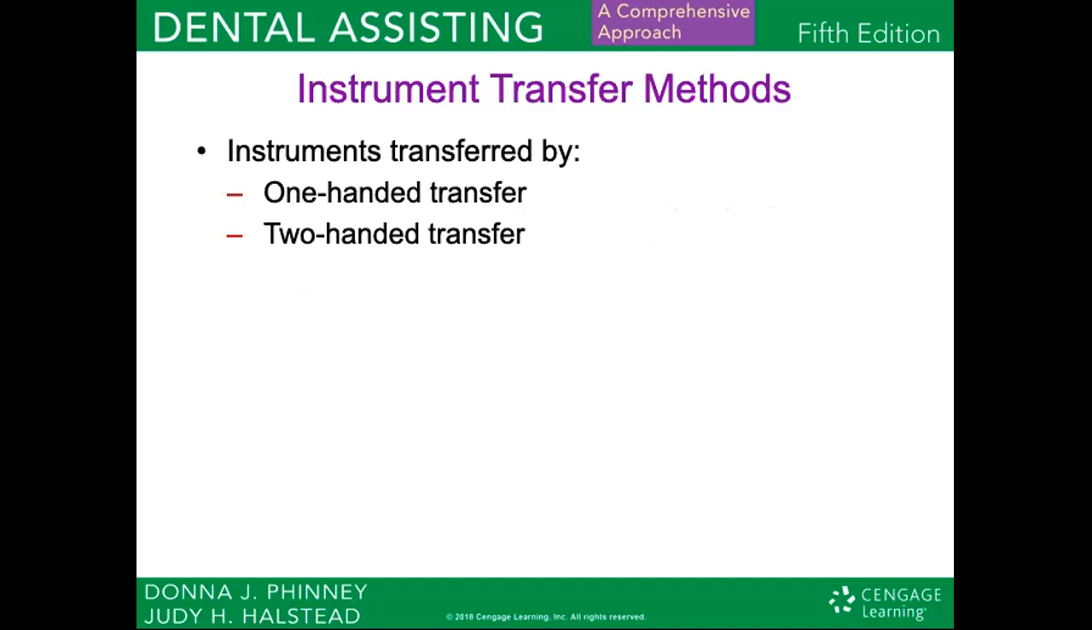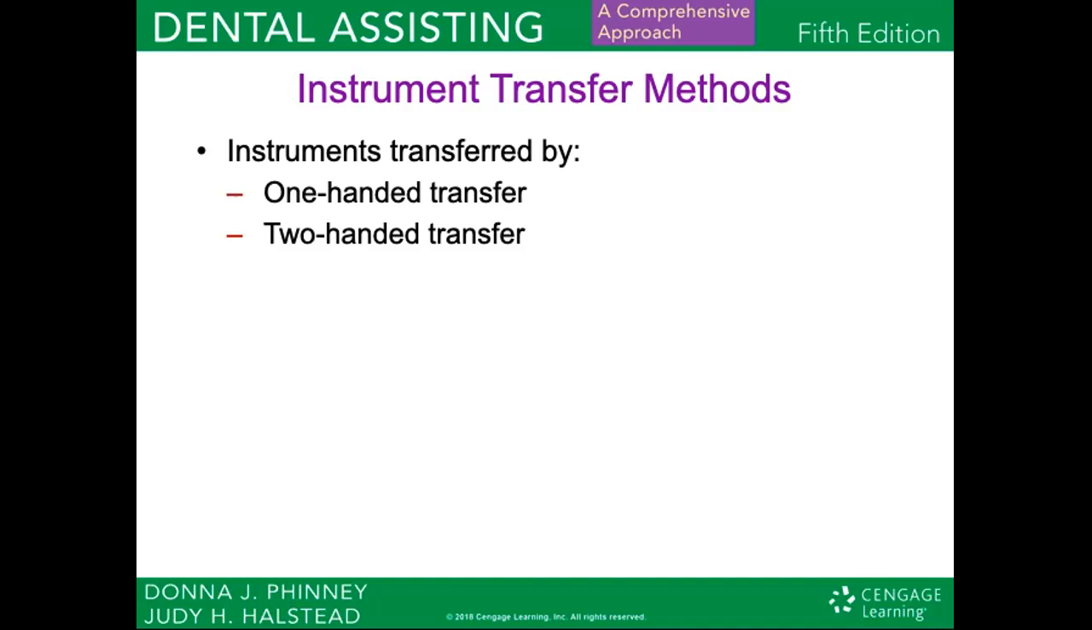So there's a couple of different ways that instruments can be passed. There is a one-handed instrument transfer, and then also a two-handed instrument transfer. So with the one-handed instrument transfer, this is the most common. It saves time and allows the assistant to use the evacuator or air water syringe at the same time.